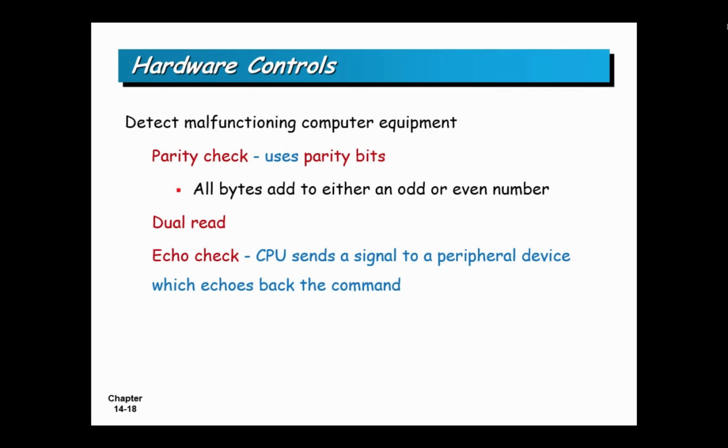An echo check, let's say you want to print something. You would send a message to the printer, I'm printing this. The printer would acknowledge the message and say, do you want to print this? And you'd say, yep, and then it would print it. So it's called an ACK for acknowledgement. You might see that term, an ACK.